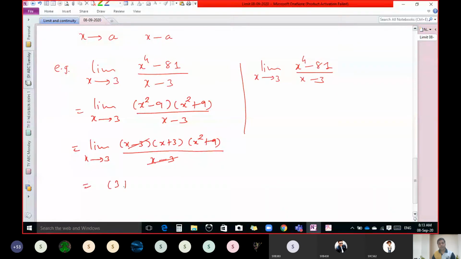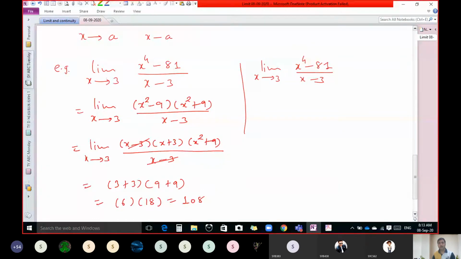So we get 3 plus 3. And if you put 3, 3 square is 9, 9 plus 9. So ultimately we get here 3 plus 3, 6, and this is 18. So ultimately the answer is 108. So 108 is the answer.